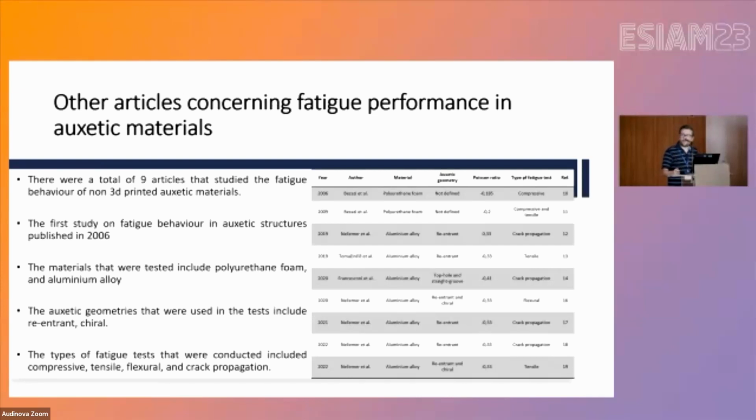So there were 9 articles that studied fatigue and did not use 3D printing. The first of these works was published in 2006, and as you can see, almost all of them focus on aluminum alloy, with 2 focused on polyurethane foam. These works focused mainly on re-entrant and chiral geometry, and the fatigue tests included compressive, tensile, flexural, and crack propagation fatigue tests.